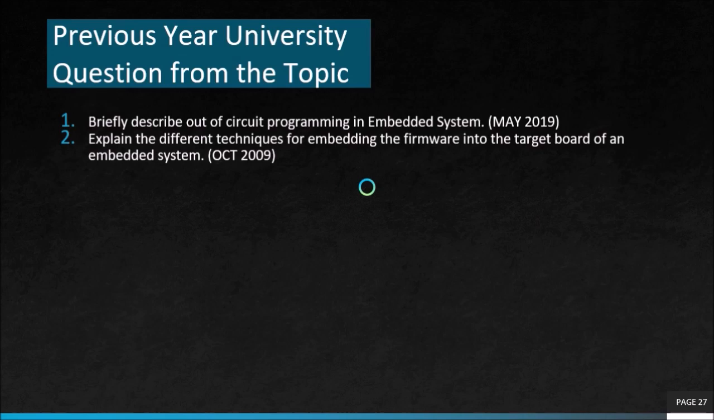Some of the previous year university questions from this topic are: 1. Briefly describe out-of-circuit programming in embedded systems. 2. Explain the different techniques for embedding the firmware into the target board of an embedded system. We have only seen the first 3 approaches for embedding the firmware.